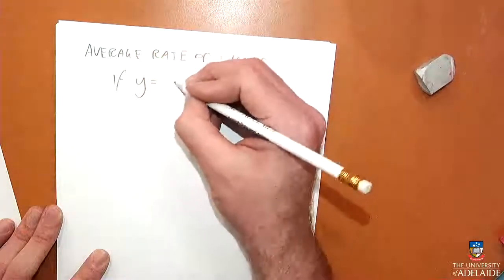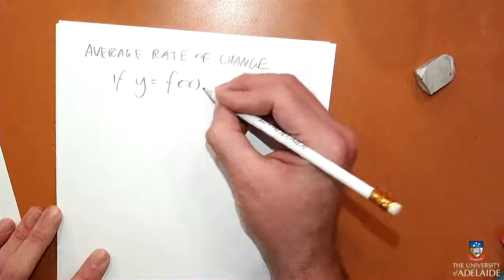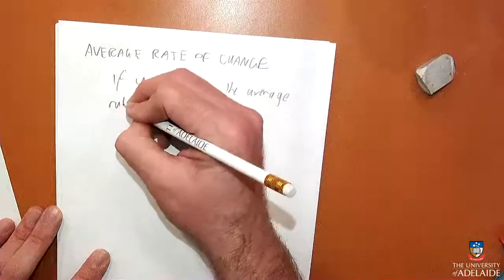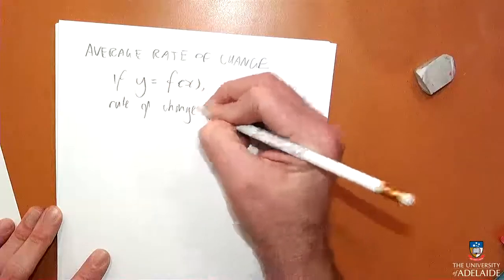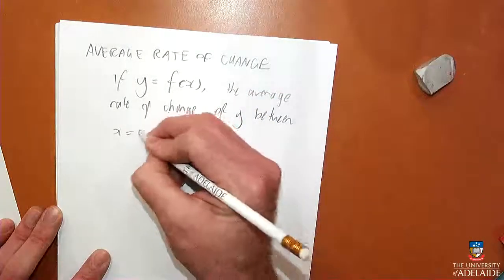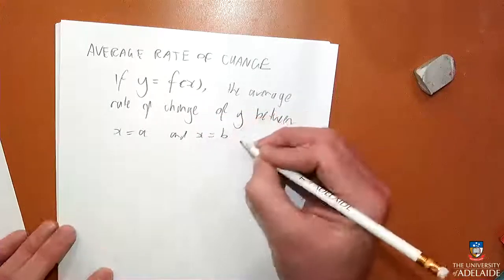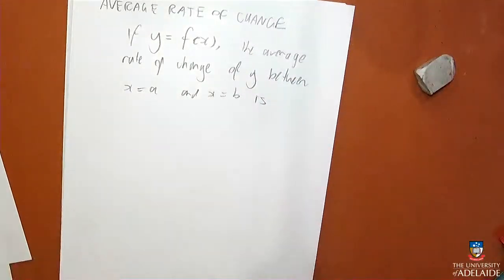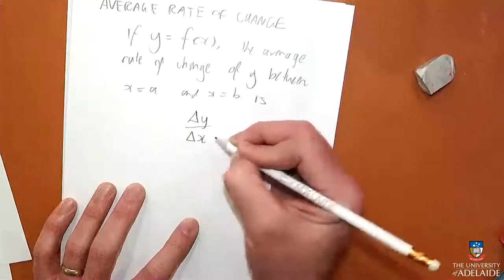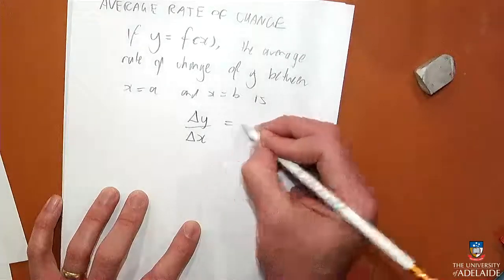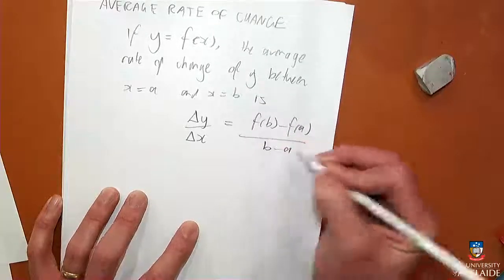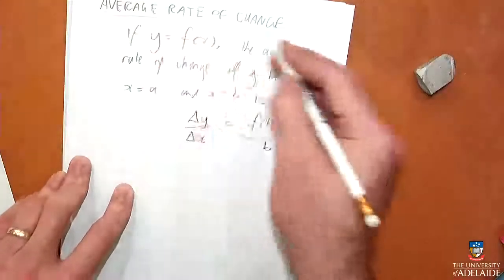So if y is a function of x, the average rate of change of y between x equals a and x equals b is, there's no symbol for it, I'm sorry, delta y over delta x, so the change in y over change in x, which is the same as, well, the change in y will be that, and the change in x will be that. And that's what the average rate of change is.